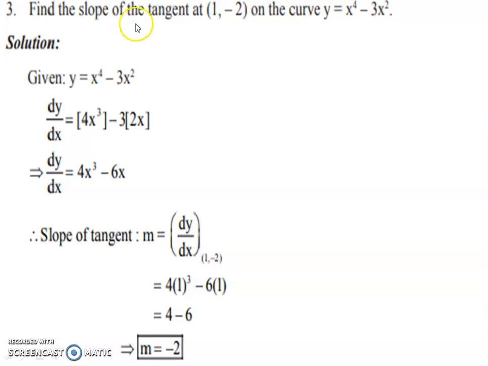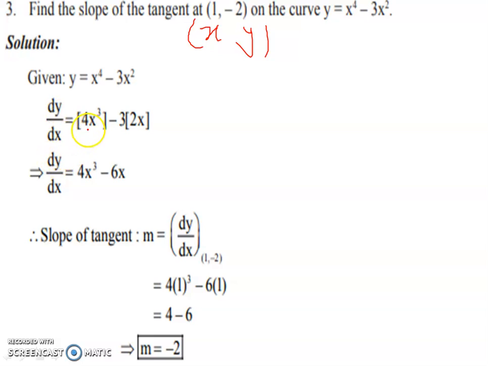Find the slope of tangent at 1 comma minus 2 on the curve y is equal to x raised to 4 minus 3x square. Here we have to represent x and y as the point 1 comma minus 2. y is equal to x raised to 4 minus 3x square.